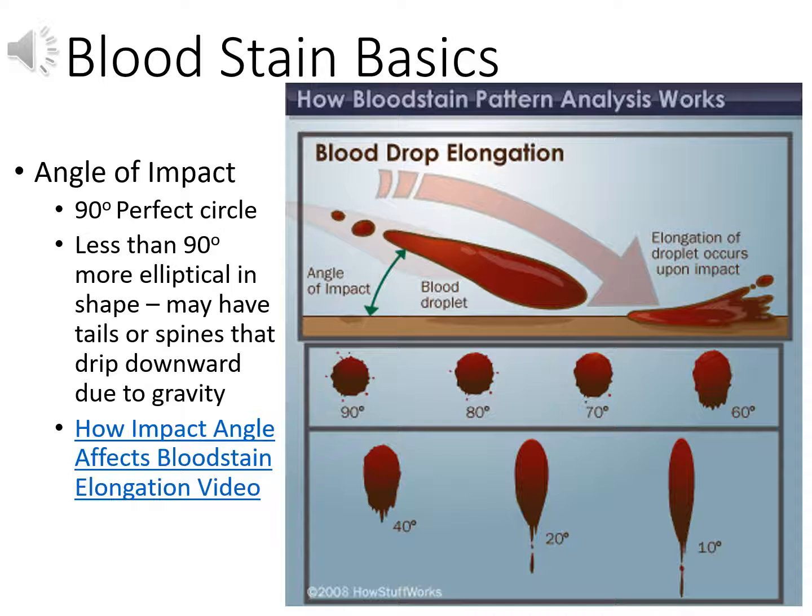So if you look at the 80-degree image there on our picture to the right, we can see it's much more elliptical, and 70 even more so, 60 quite elliptical, but then as we go down to 40, 20, 10, we see much more elongated shapes, and we're also far more likely to have tails or spines that drip downward as we get to those really low angle stains.